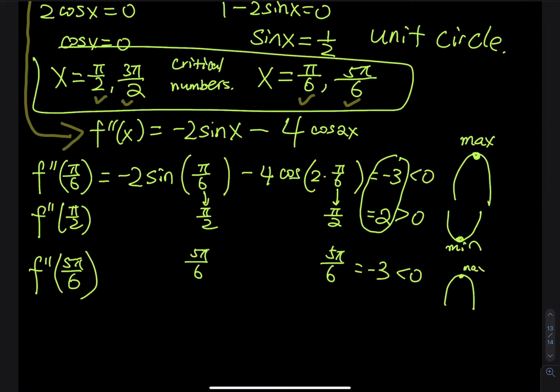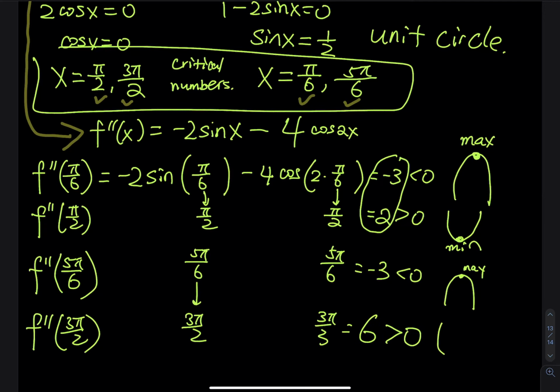And then the last number we have to find out is the 3 pi over 2. So you change that to a 3 pi over 2, and then you change that to a 3 pi over 2, so that gives you a 6. 6 is greater than 0, so that is concave up, then we have a minimum.